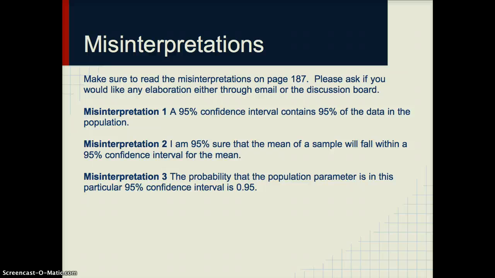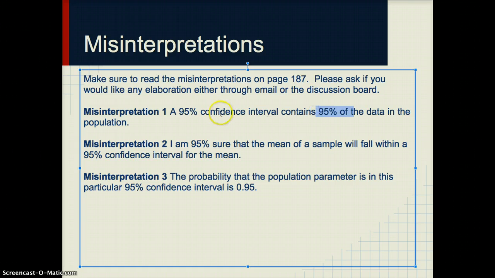The other question I had is about misinterpretations. Again, these are the misinterpretations on page 187. I had a homework assignment related to that. Misinterpretation 1: a 95% confidence interval contains 95% of the data in the population. This isn't quite right because we're not talking about where the data is. We're talking about a parameter of interest. I'm 95% sure the true mean is at a certain place. I'm not asking where individual observations are. I'm asking where the mean is. So I don't really care where 95% of the data is. I just care about where the true mean could be.